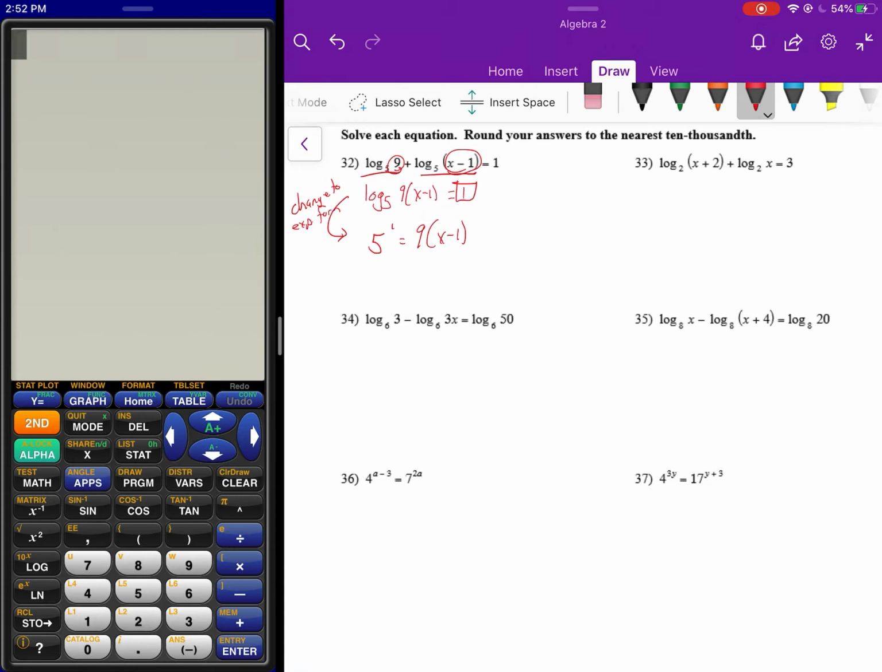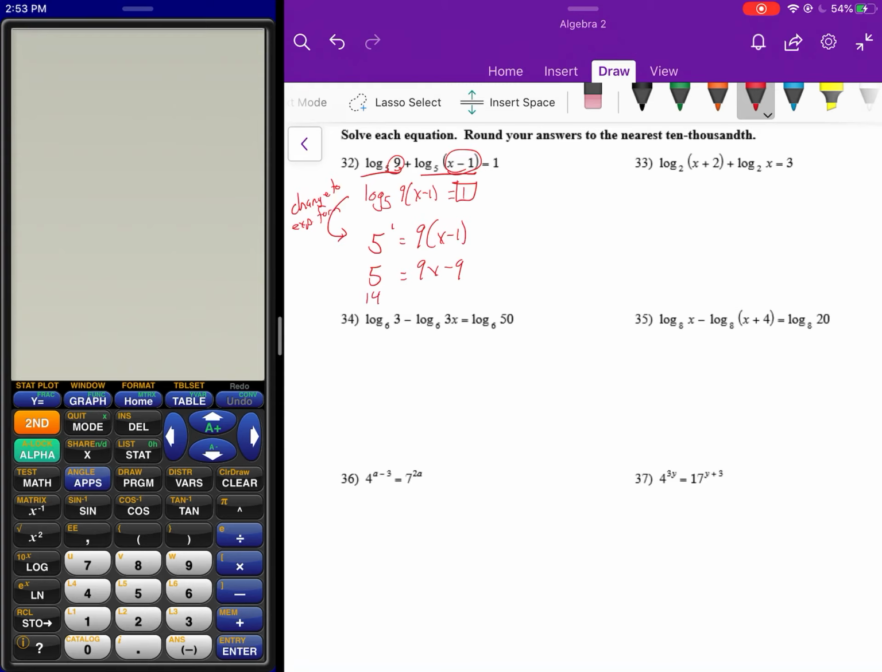Now, anytime along here you could distribute this 9 times x minus 1. We will do that now. 5 to the first is just 5. If you had 5 squared, you would put 25. But this is just 5 to the first equals 9x minus 9, because we're distributing that 9.